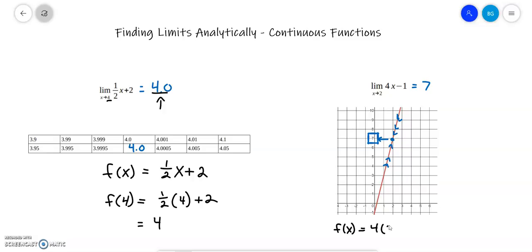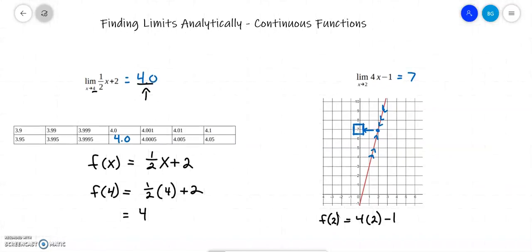4 times 2 minus 1. Oh, I should have written f of 2 there. Well, notice that's 7, which again is what the graph suggested our limit should be.